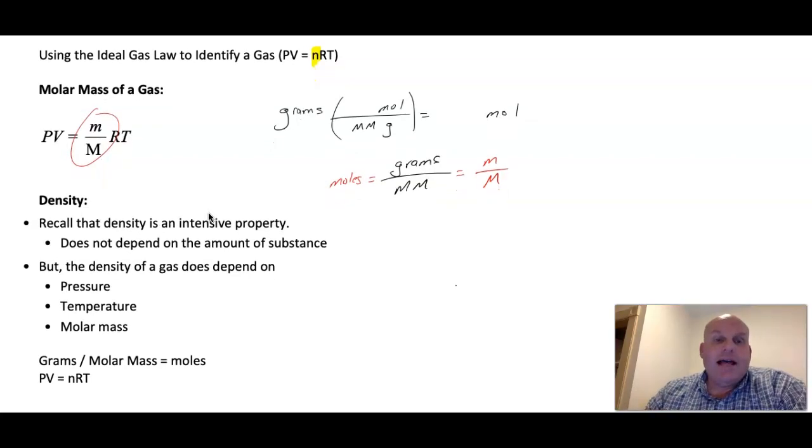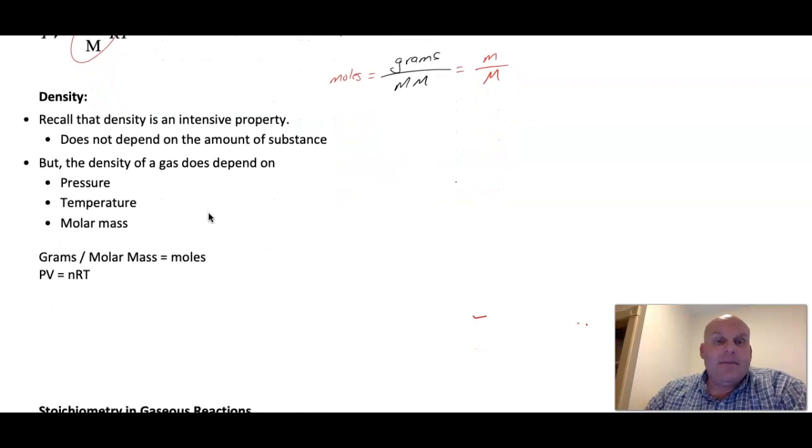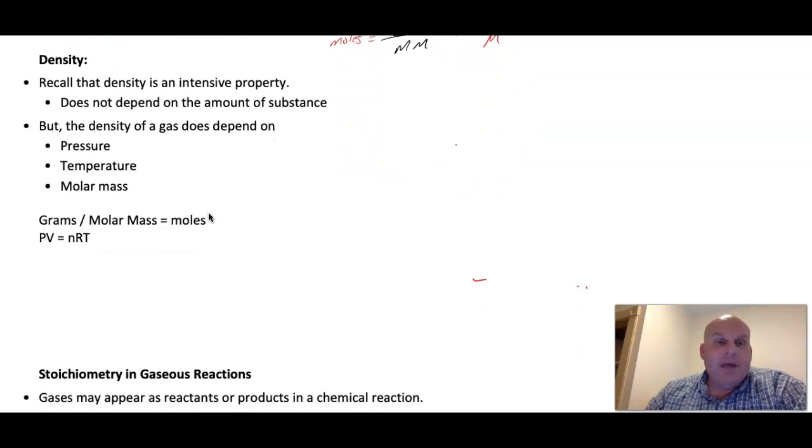Next is to utilize the value of density. And as you recall, density is an intensive property, which means it does not depend on the amount of substance, but it will depend on, with regards to a gas, these concepts of pressure, temperature, and molar mass.